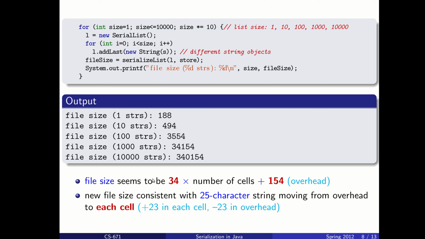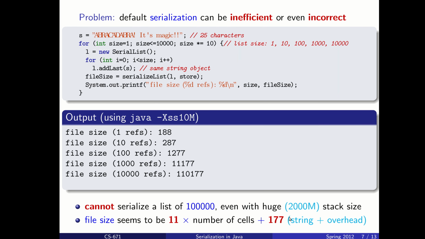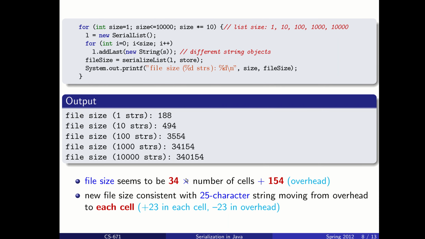So the file size now appears to be 34 times the number of cells plus 154 for overhead. So you see the overhead is a little lower because we're not storing that string. Now we're having to store the string for every single cell. So the 23 that was taken away as the single string reference that needed to be stored here has now been added to the size of each cell. So it's growing very quickly.